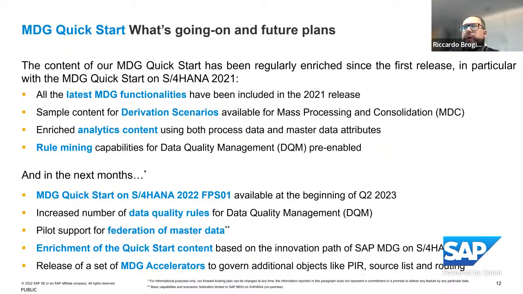And at the moment, we are developing them and we are working on purchasing info record, source list, and routing, right? All these three objects will be available as part of our accelerator packages in order to, again, extend the capabilities of SAP MDG and to speed up the process instead of starting from scratch, developing all the data model and all the technical artifacts for the requirements. We will help you with some pre-built content that you can take and then build on top of in order to fulfill your specific business requirements.